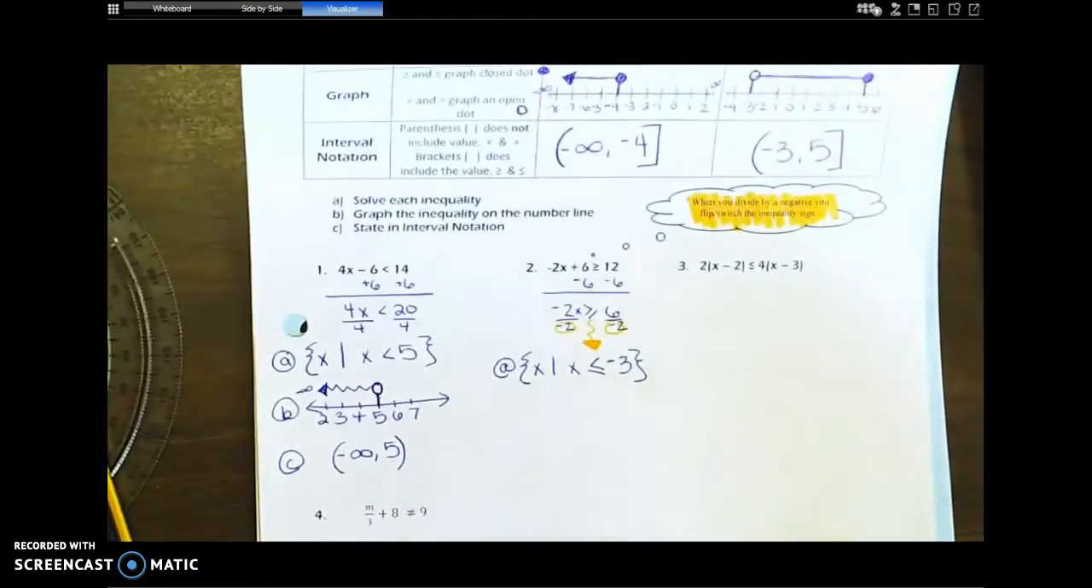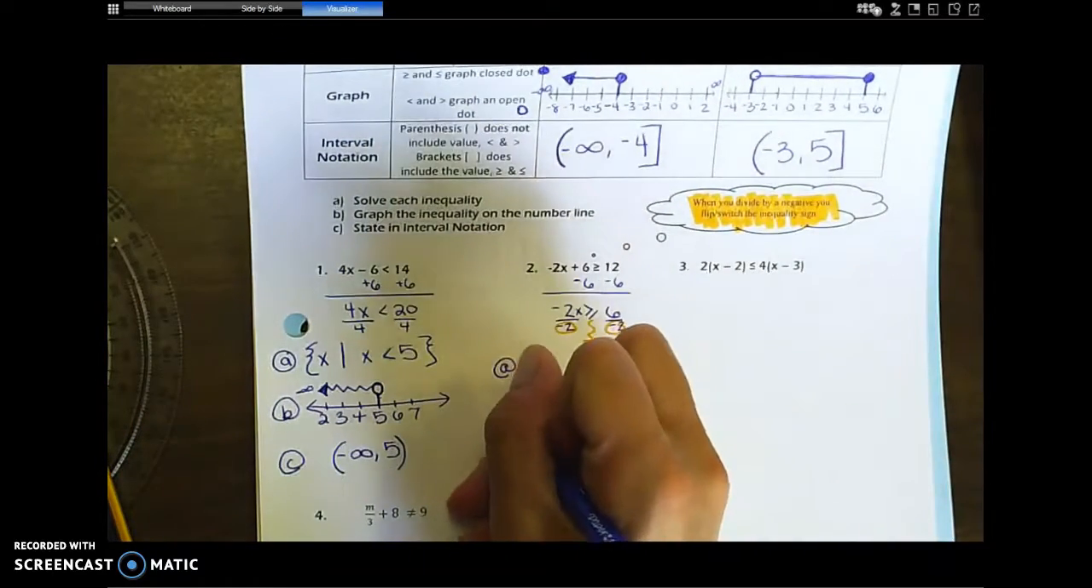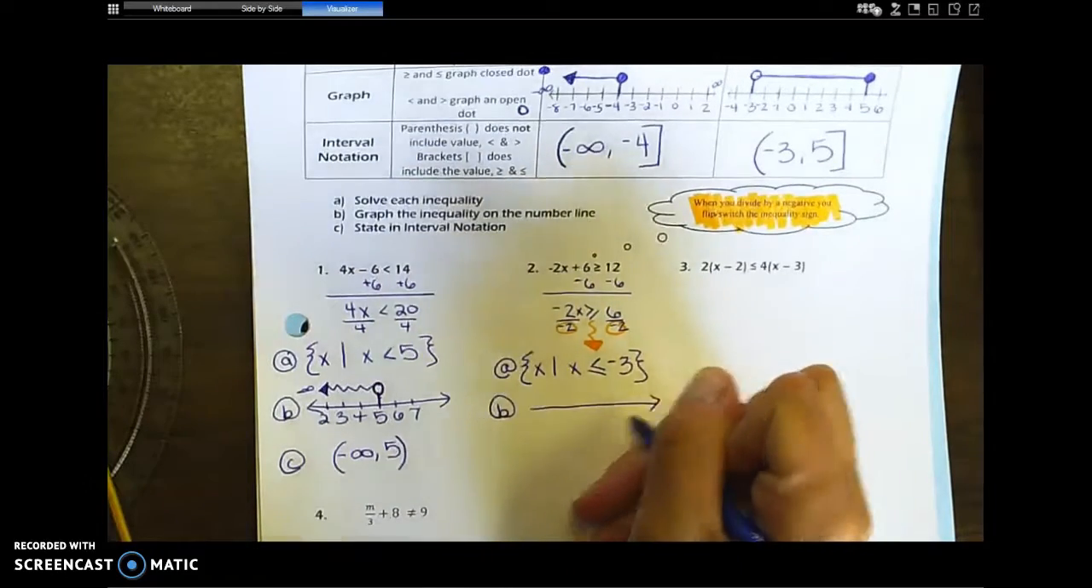Okay, now that we've got part A, let's go ahead and take a look at part B. So now we have to graph it. So here's my number line.